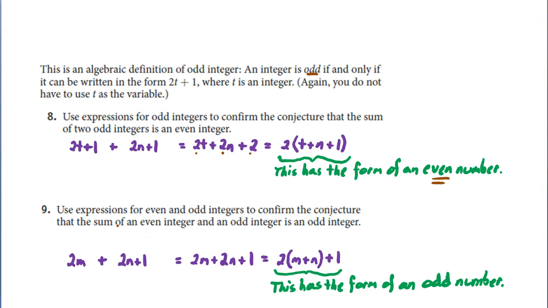Now question 9, use expressions for even and odd integers to confirm our conjecture the sum of an even and an odd makes an odd. So here is some even integer, let's add some odd integer. Group them a little tighter together, and then for the first two terms, factor out that common factor of 2. That creates this result. M plus n is some integer number. And so this has the form of an odd number.